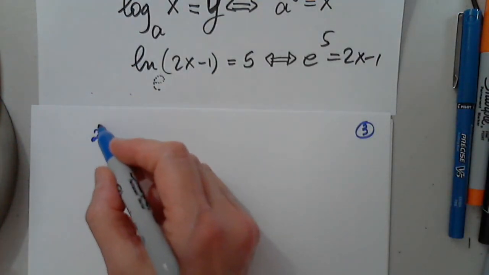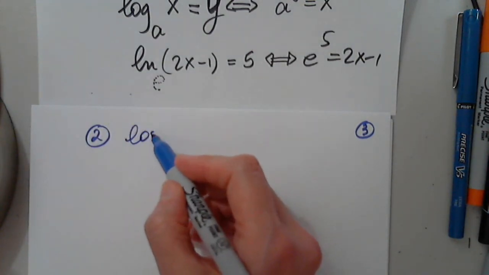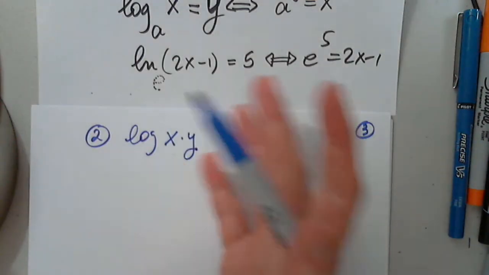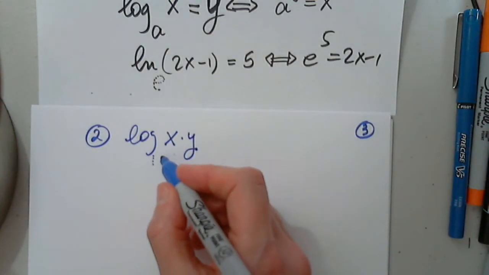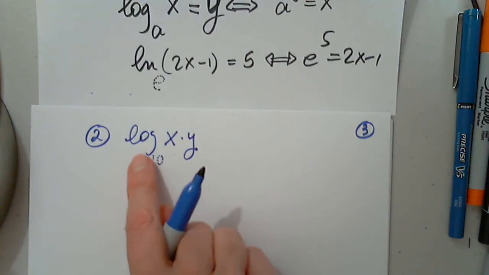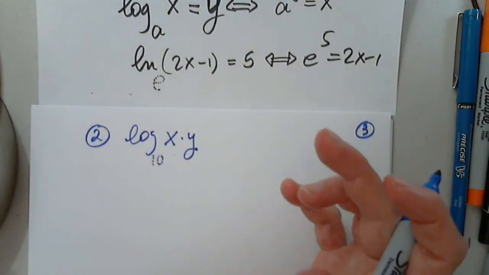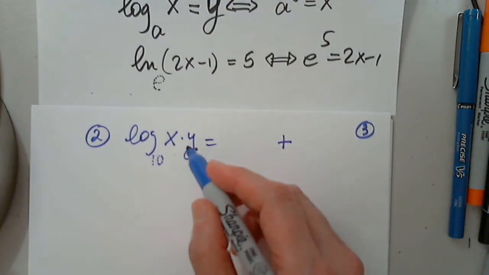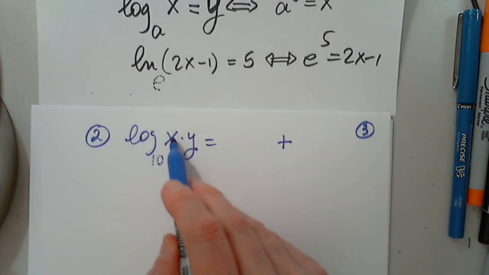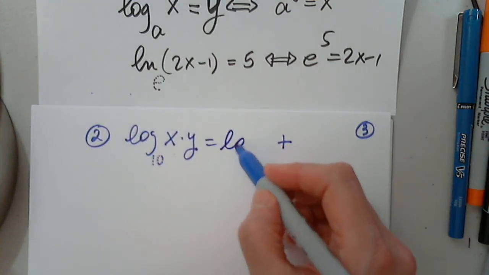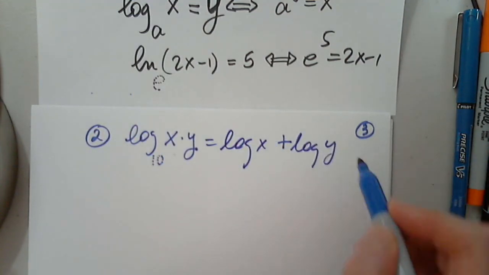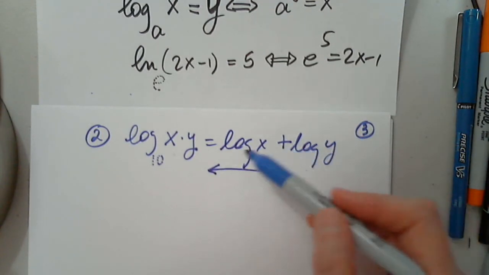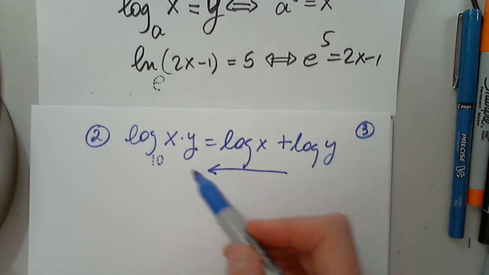Okay, so property number 2. Log applied to a product in any base. You don't even have to write the base. Let's say this is how we write common log, log with no base. We know it's 10. This is the sum, log of x plus log of y. I'm not distributing log. This is not a distributive law. So log x and log y. And I can go backwards if I need to. If I have the sum of two logs and they have the same base, then I can write this.